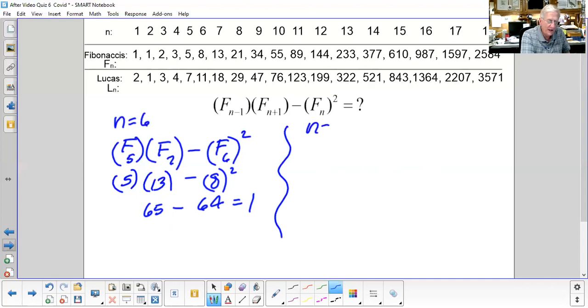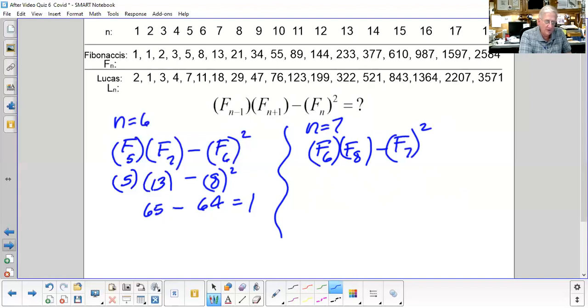Well, let's try another one. Let's do n equal to 7. Okay? Now, if n is equal to 7, see if you can fill this in as I go here. What should the first one be? If you put f6, you did it right. And for the next part, if you put f sub 8, you did it right. And we're going to subtract from it what Fibonacci number? F sub 7. But we have to square it.